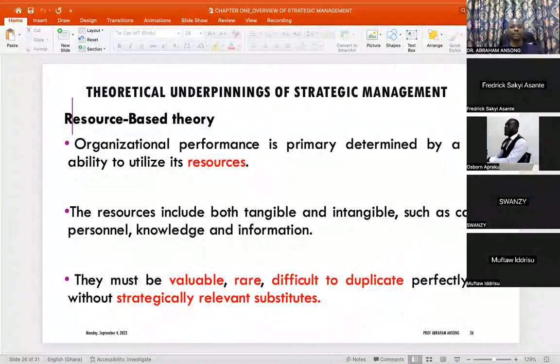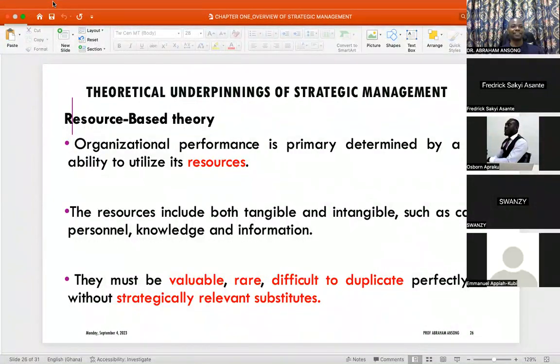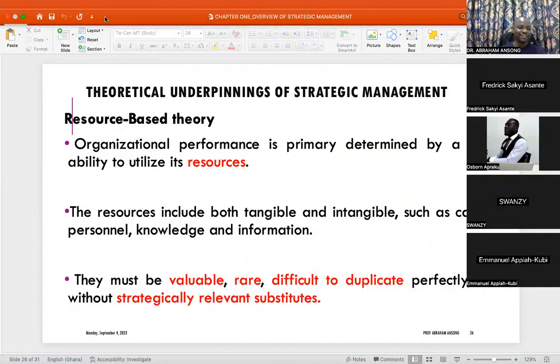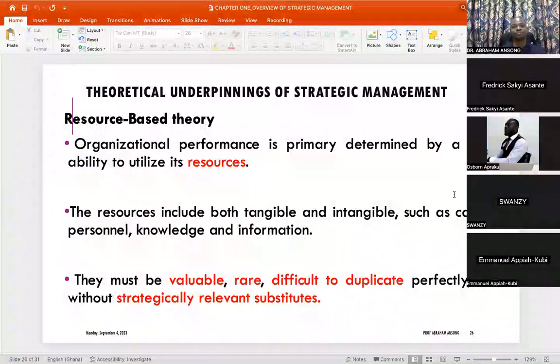Are my people here? Please, are you here? Yes, sir, I am here. Yes. So what type of resource will meet this criteria? And why do you think that resource will? Osborne. No, please come again.